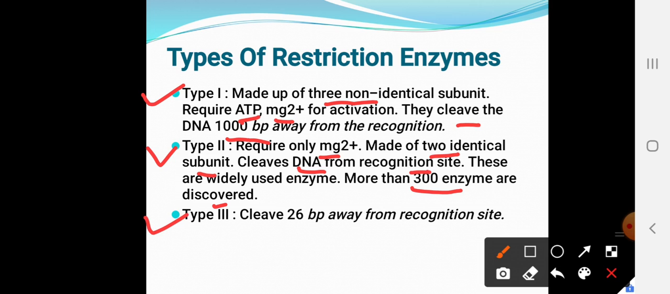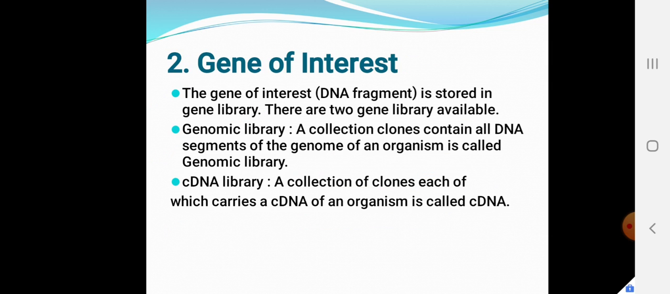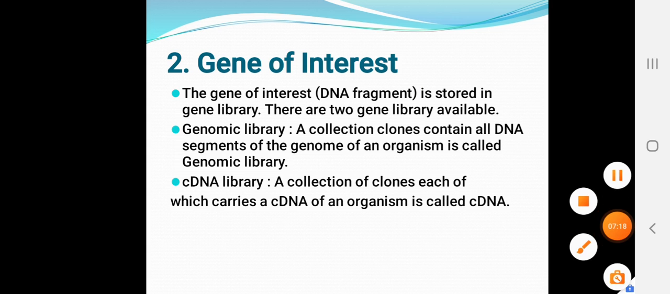While in type 3, they cleave 26 base pairs away from their recognition sites. In type 3, they don't require any ions or any ATP to be activated. The second one is the gene of interest.